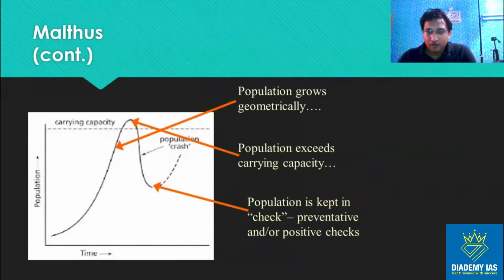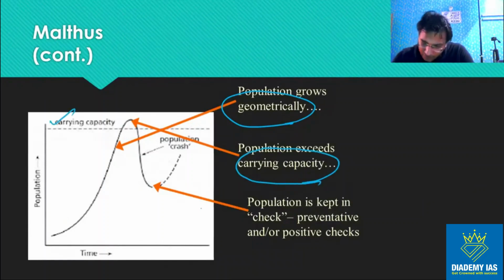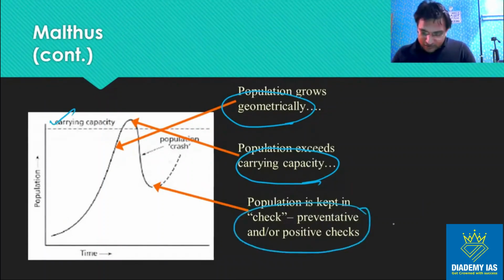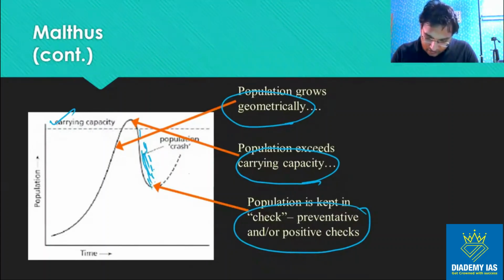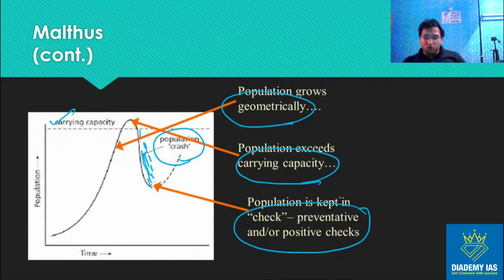So you can see population is growing geometrically. Population exceeds the carrying capacity. This is carrying capacity. And here population is kept in check, preventive or positive check. So we have to take some preventive or positive check. So we are controlling the population through some kind of check. This is called population crash. We are actually reducing the population through preventive or positive check. What is the meaning of preventive or positive check? We will discuss.